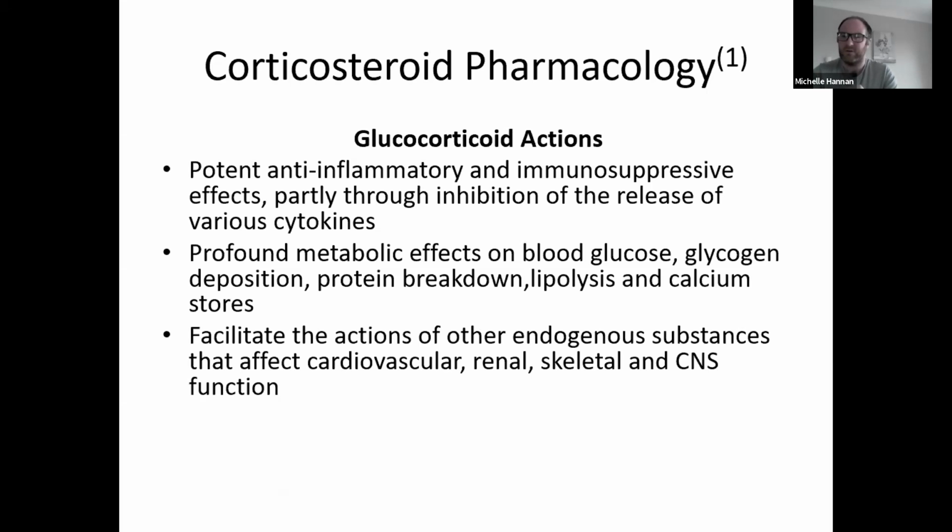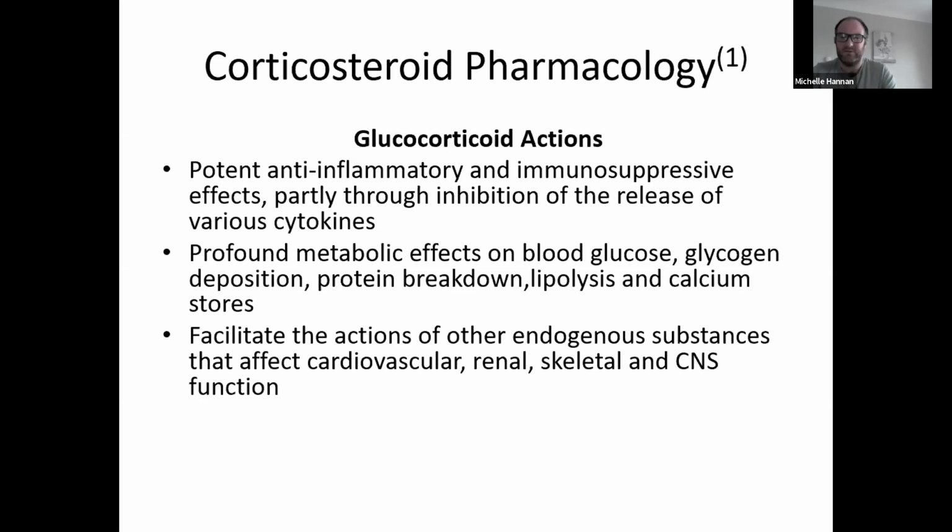So when we look at the actions of glucocorticoids, they have potent anti-inflammatory and immunosuppressive effects, partly through the inhibition of the release of various cytokines, and I'll go into that in a little more detail in a minute. They also have profound metabolic effects on blood glucose, glycogen deposition, protein breakdown, lipolysis, and calcium storage. So we can see here that glucocorticoids exhibit their actions on a broad range of tissues and cell types. Therefore, when you use glucocorticoids in the older population, you are open to adverse drug events in a broad range of tissues and organ types, and different parts of the body.